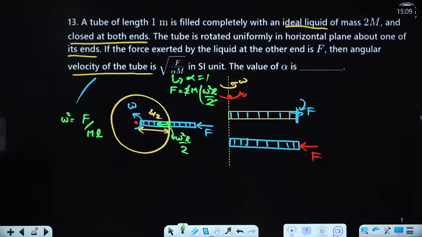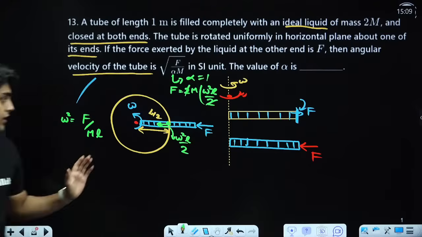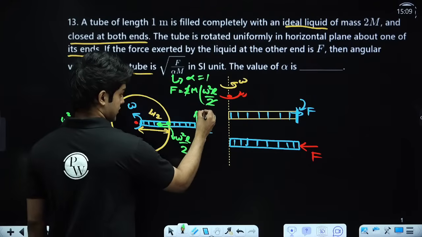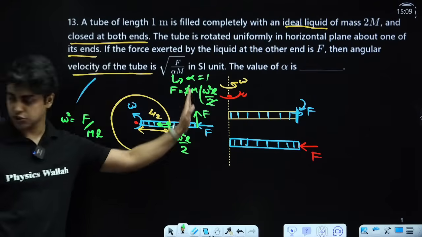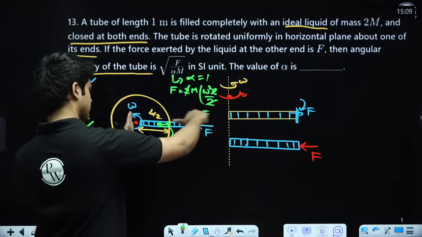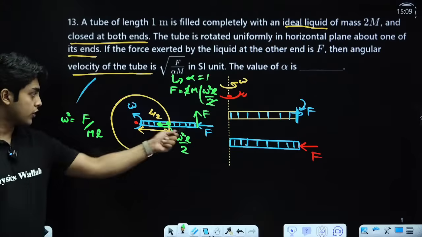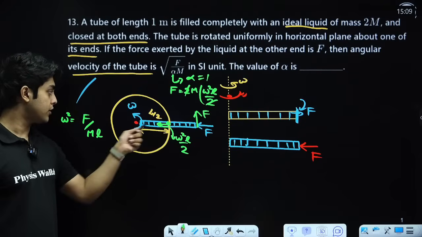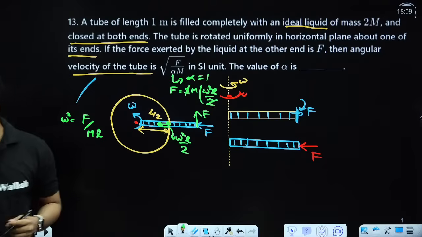Can we use torque equals I alpha? F into L equals... no, F is not in this direction, right? It's not a tangential force, it's a radial force. F is like kind of compressing this fluid. So the torque, if you calculate it anyway, the force passes through the origin.